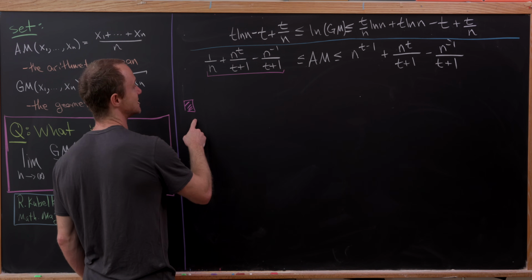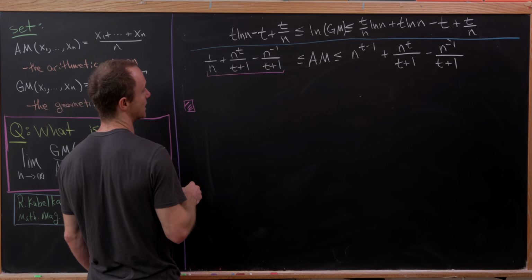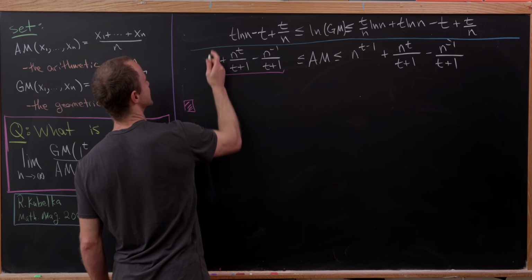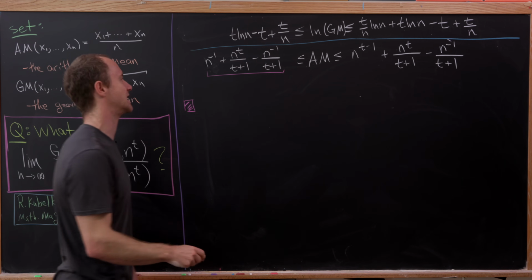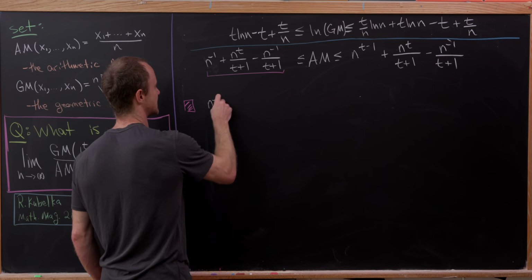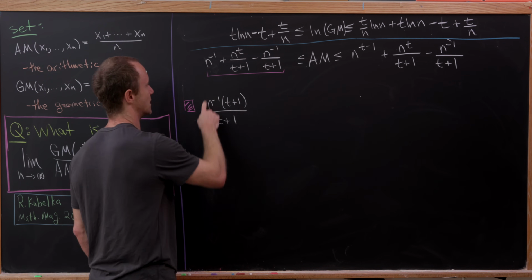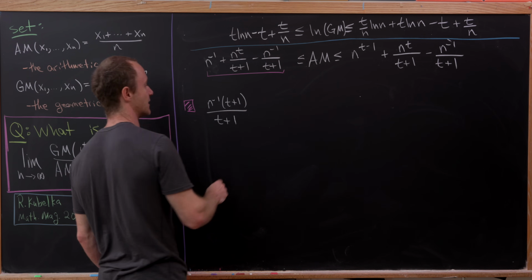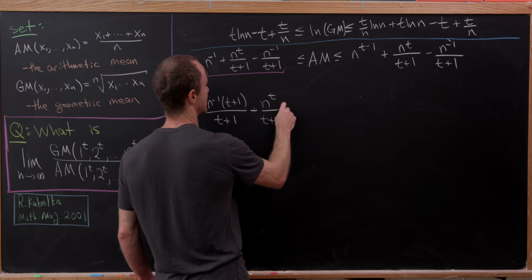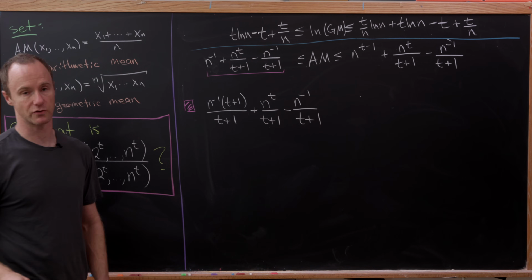Notice our common denominator will be t plus 1, if I take this 1 over n and write it as n to the minus 1. Okay, so let's see. We're going to have n to the minus 1 times t plus 1 over t plus 1. So that's giving us the common denominator. And then plus n to the t over t plus 1, and then minus n to the minus 1 over t plus 1. Okay, great.